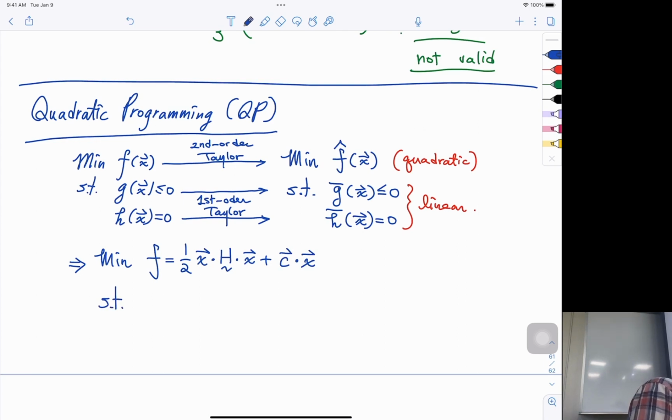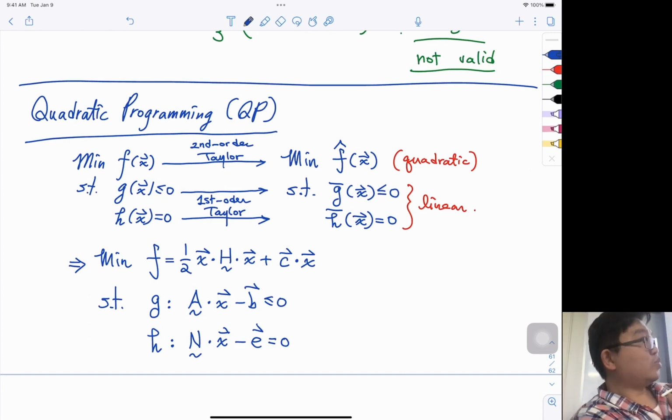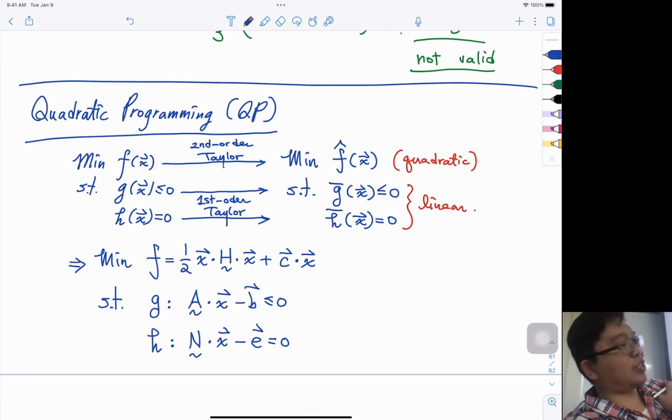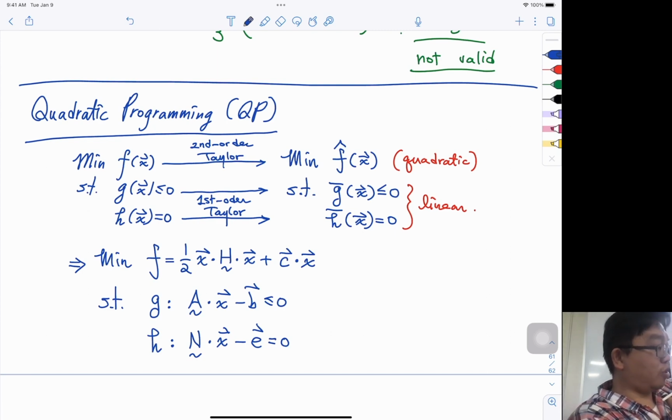I will tell you what those are later on. H is our Hessian matrix. C is like a vector of coefficients for linear terms. How about the constant? We don't care about the constant, because when you do optimization, if there's a constant, it doesn't affect the result, because we can ignore the constant.